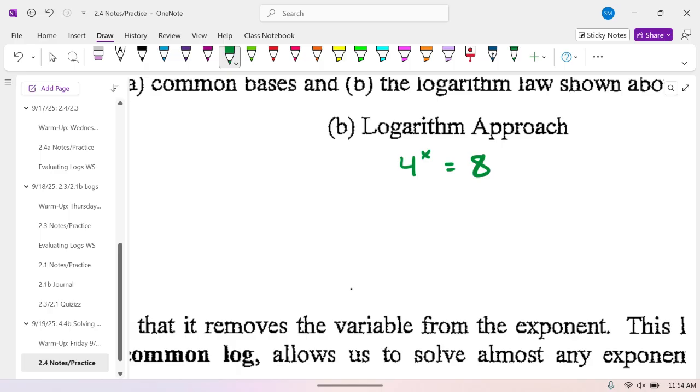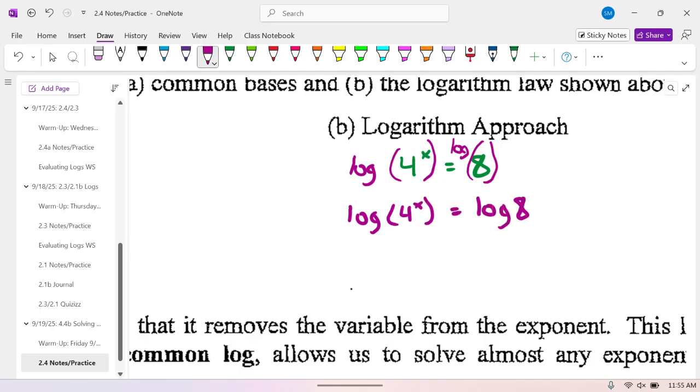And remember, whatever we do to one side, we have to do to the other. So since this base is by itself, we can go ahead and take the log of both sides. When I say take the log, I mean literally log and then whatever it's next to goes in the parentheses for the log. So this would then be log of 4 to the x power is equal to log of 8.